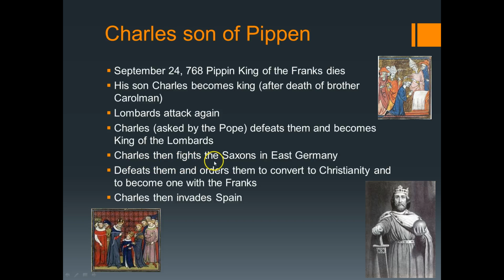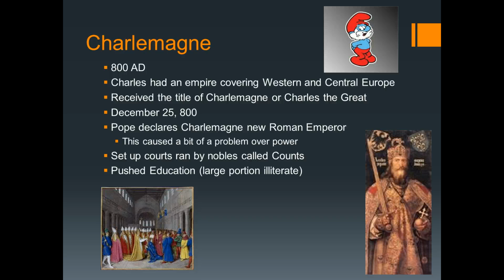Charles then fights the Saxons in East Germany. He defeats them and orders them to convert to Christianity and to become one with the Franks. So he tries to unite all of this. He's uniting the Franks, the Lombards, and the Saxons in Germany. And then he invades Spain. Well, in 800 AD, Charles had an empire covering Western and Central Europe. And he received the title of Charlemagne, which means Charles the Great.